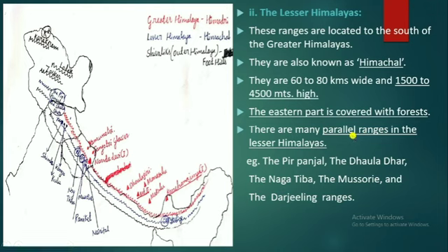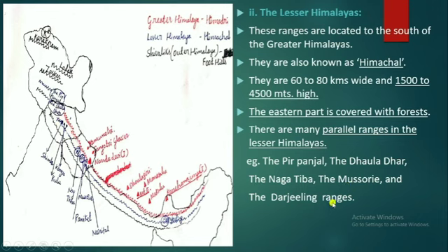if question is asked like this, what are the parallel ranges in Himalayan mountains, means then you have to tell these three: Greater Himalaya, Lesser Himalaya and Outer Himalaya are the Shivaliks. If we particularly ask what are the parallel ranges in Lesser Himalaya, then you have to tell these points: the Pir Panjal, the Dauladar, the Nag Tiba, the Mussoorie, the Darjeeling Ranges.